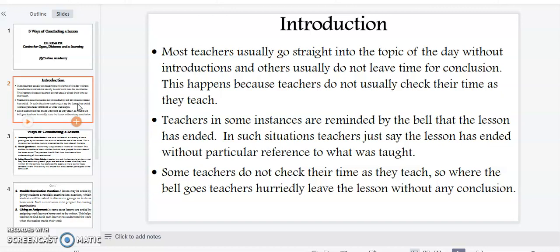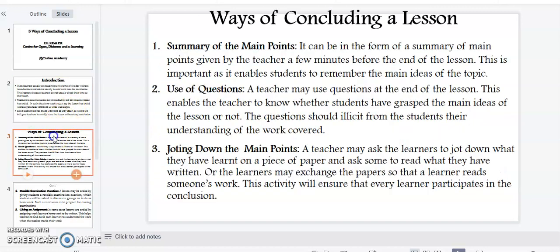Some teachers do not even check their time as they teach. So when the bell calls, teachers hurriedly leave the room without any conclusion. So in the following section, I want to take you through ways that you can conclude your lesson as a teacher.